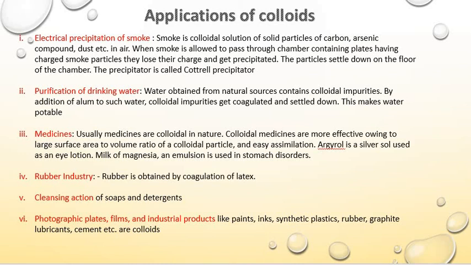In the rubber industry, rubber is obtained by the coagulation of latex. The cleansing action of soap and detergent is based on colloidal solutions. And photographic plates, films, and industrial products like paints, synthetic plastics, rubber, graphite, lubricants, and cement are colloids.